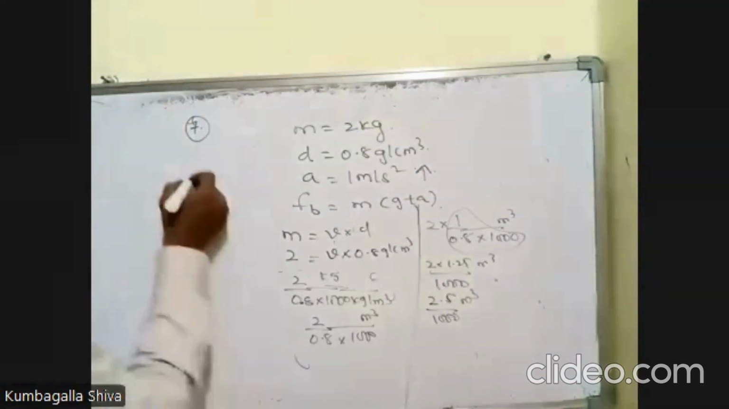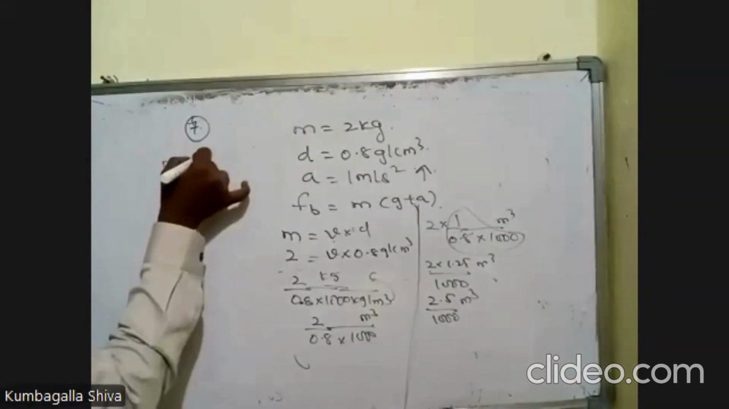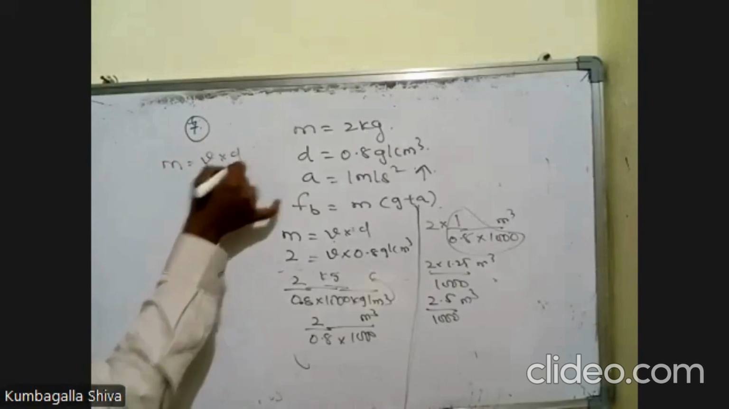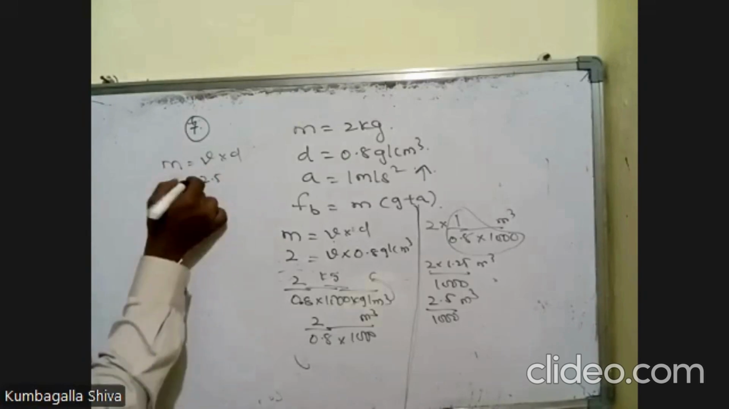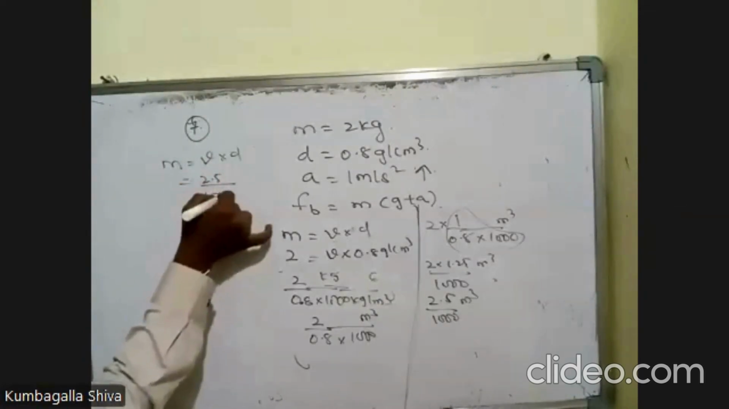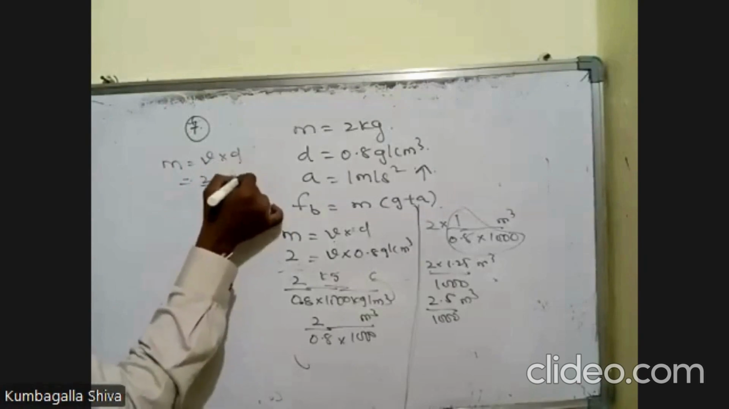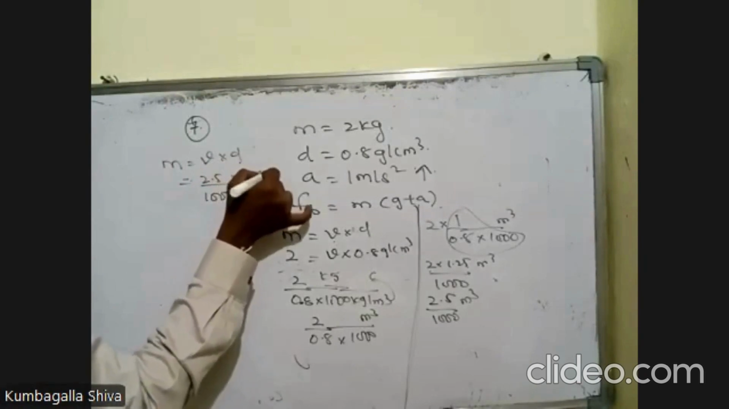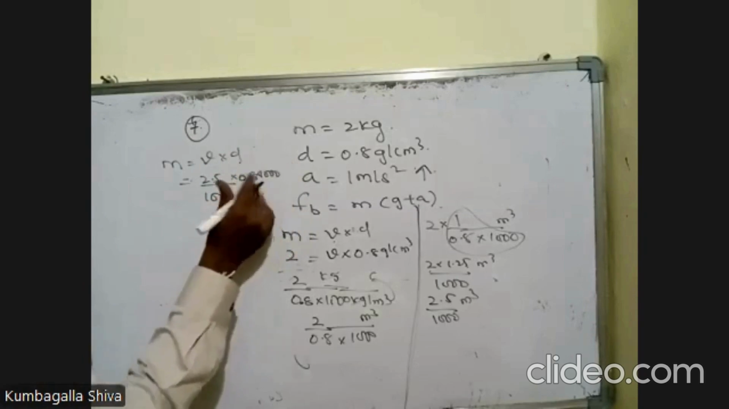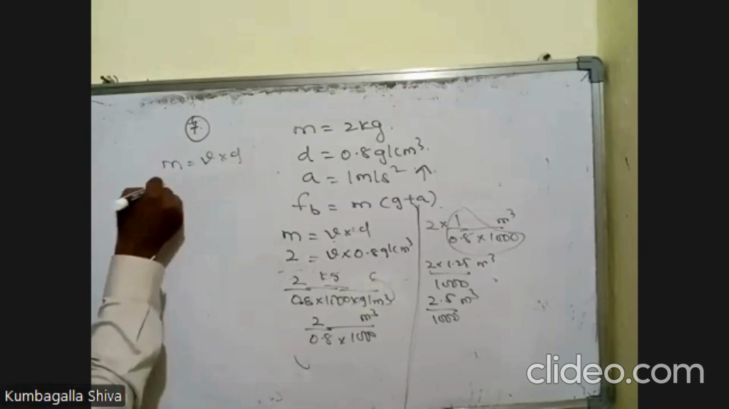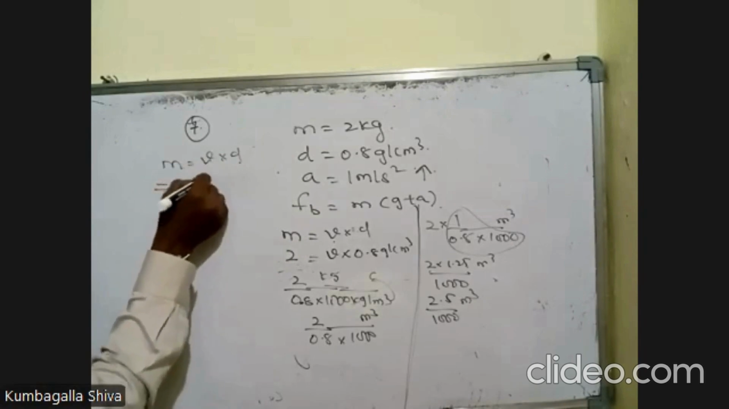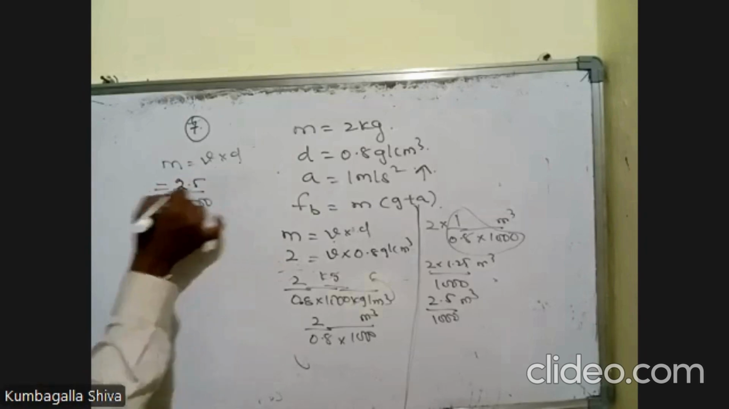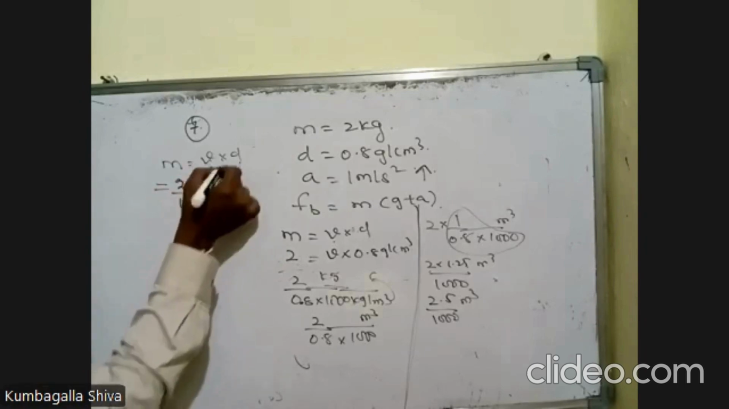Now mass. Mass is how much? Mass is equal to volume into density. Volume, how much do you have? 2.5. 2.5 by 1000 into density is how much? 0.8 into 1000 G. Volume is how much? 2.5 by 1000 meter cube. That is into density, how much?